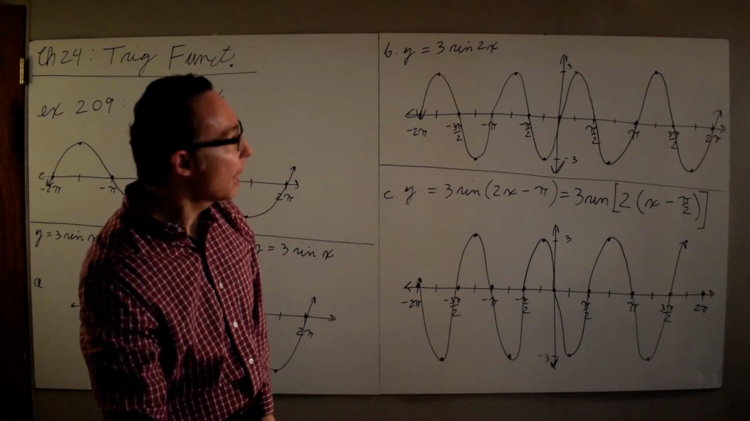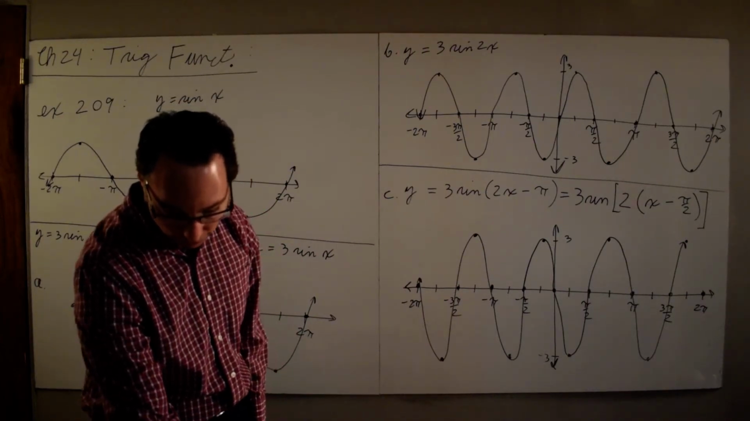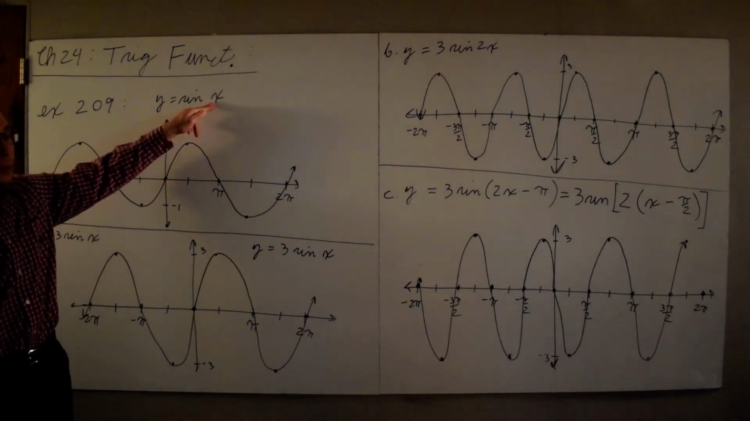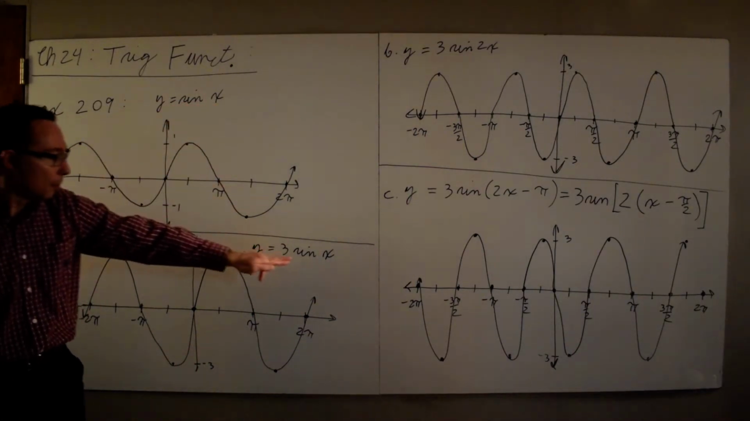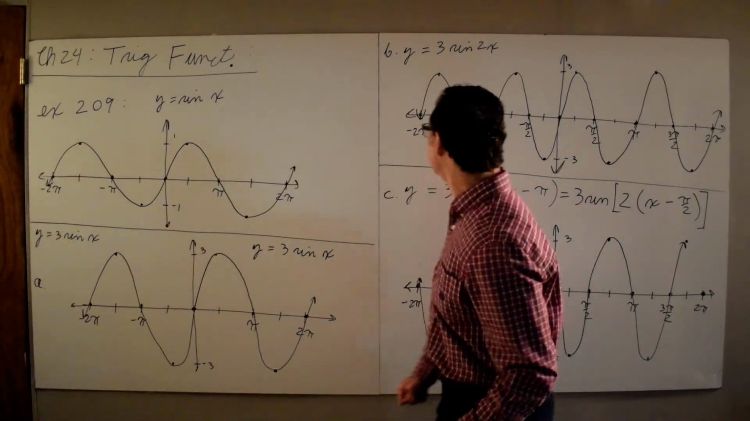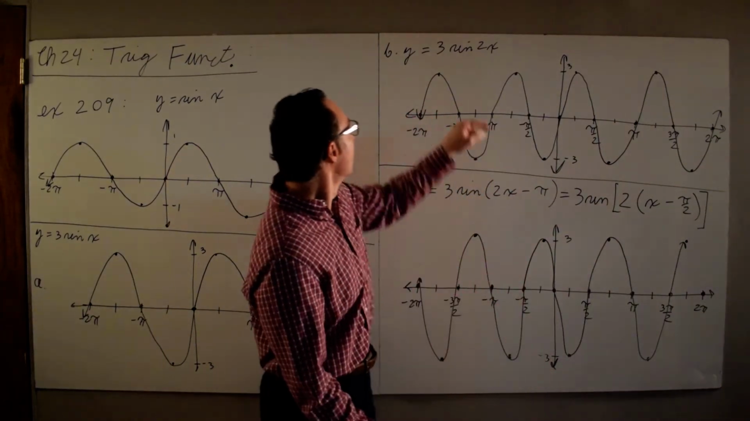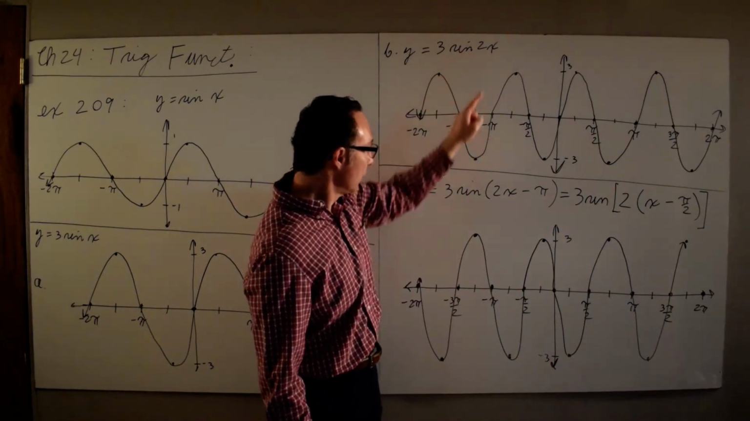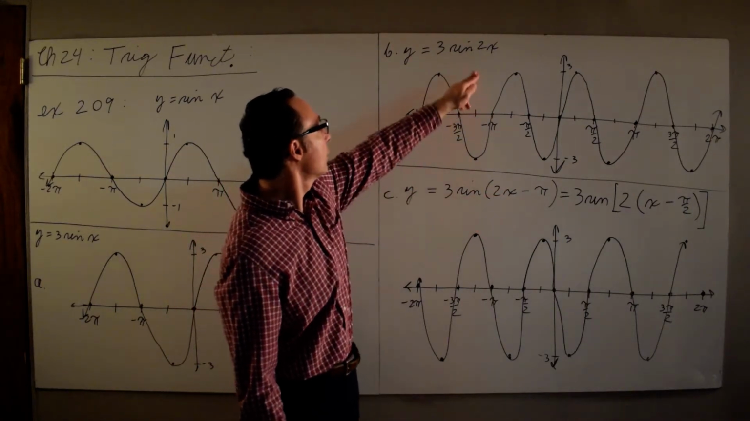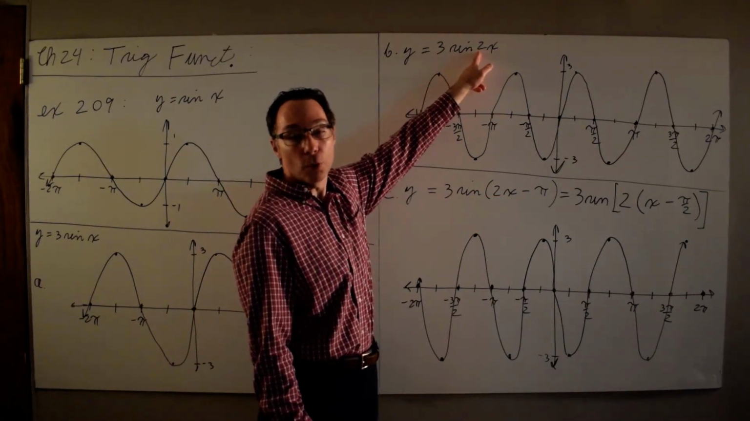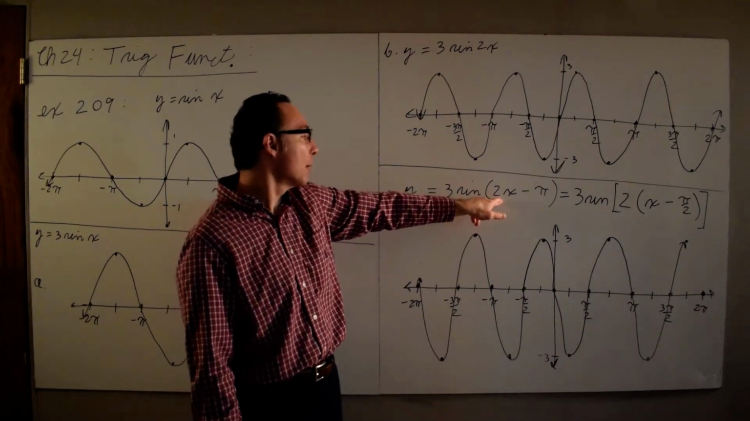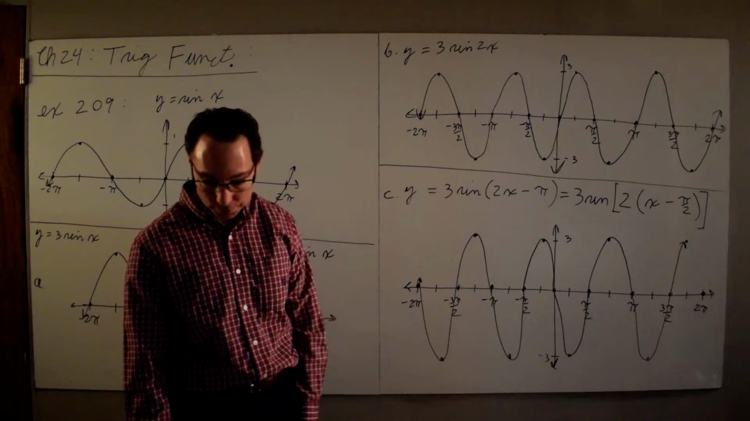The next one we looked at is period. The period is 2 pi divided by b. So here our b is 1. And here our b is 1. So for these functions, the period is 2 pi. Here b is 2, and in the second one, or in part C, b is also 2. So here the period is 2 pi divided by 2, which is pi. And here the period is 2 pi divided by 2, which is pi.